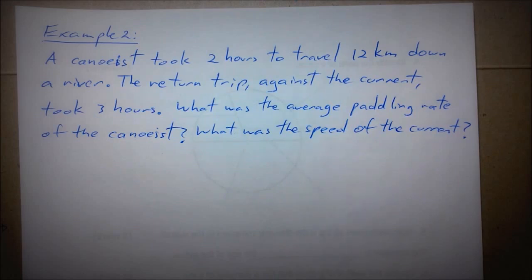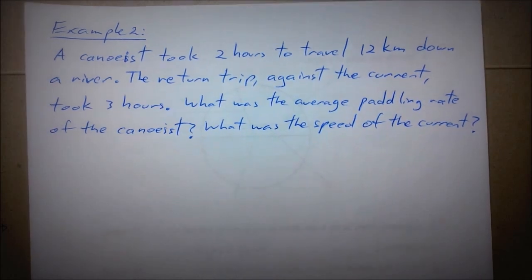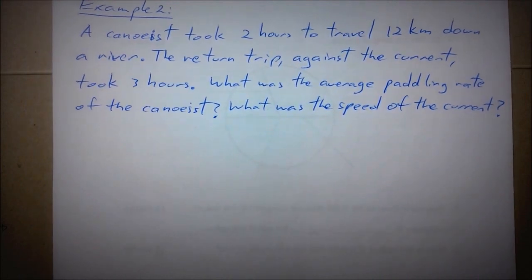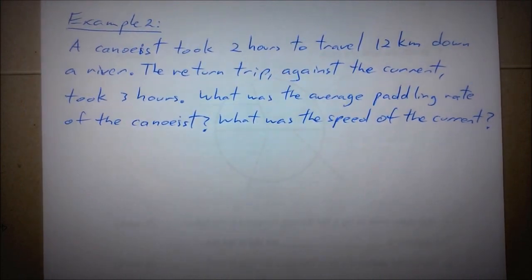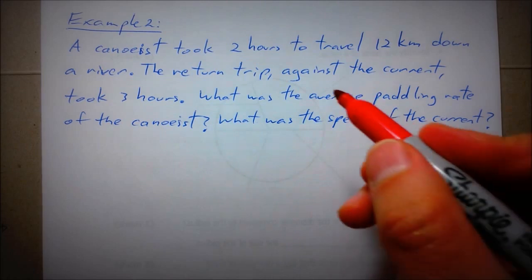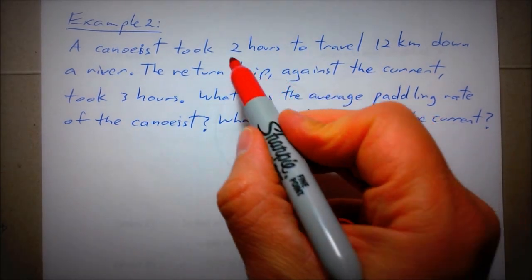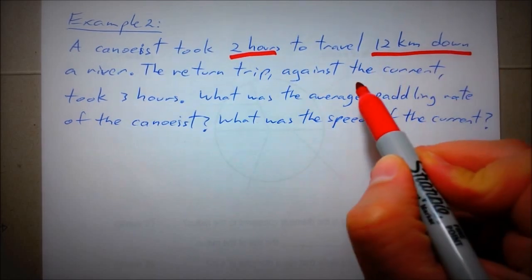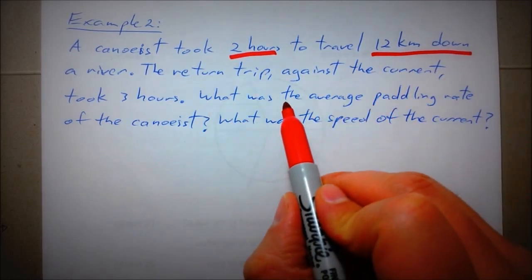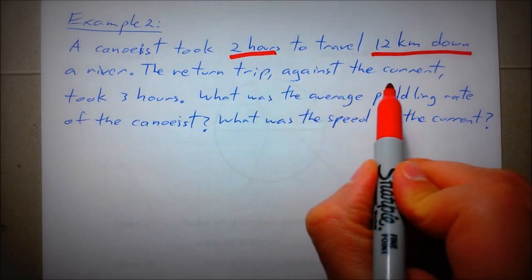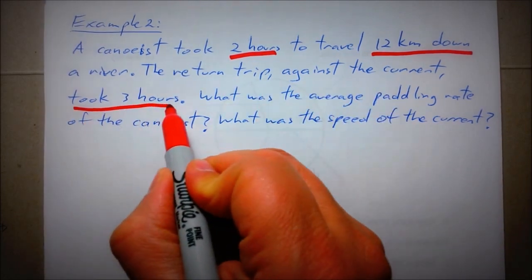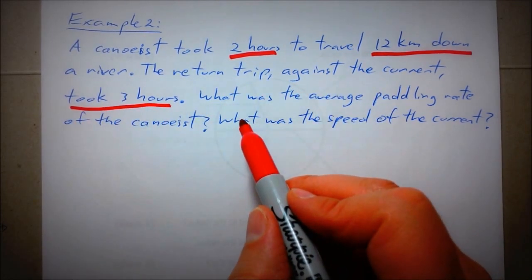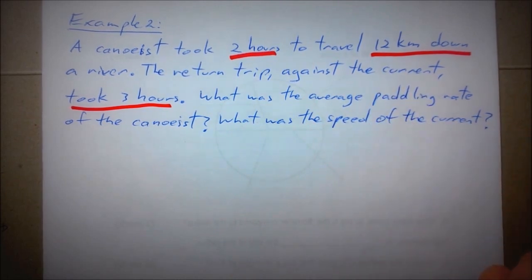Okay, so basically what we have is the following. As always, it helps to do a sketch of this situation. Let's underline the important stuff first. It says 2 hours to travel down 12 kilometers of this river, and then the return trip against the current took 3 hours. So basically up the river, it took 3 hours and you're traveling the same distance.